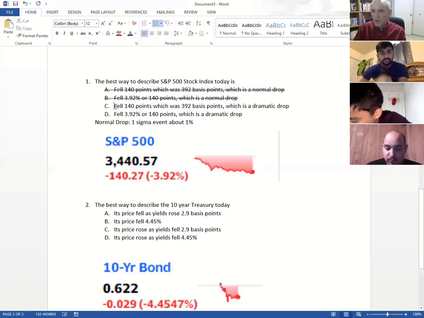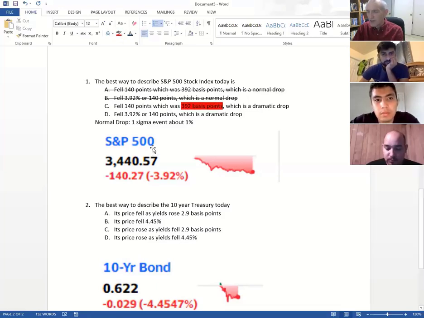All right. C is not necessarily wrong, but why would they look at you funny? We don't talk about basis points when we're talking about the stock market. Remember, the S&P is not a percent, it's an index, 3,440. When you're talking about the change in something that's not an interest rate, you can just talk about the percentage change. There's no reason to talk basis points. So the S&P fell 3.92% or 140 points. I do have some students that make the mistake of saying the S&P fell 3.92% or 140 basis points. But no, that's 140 points.